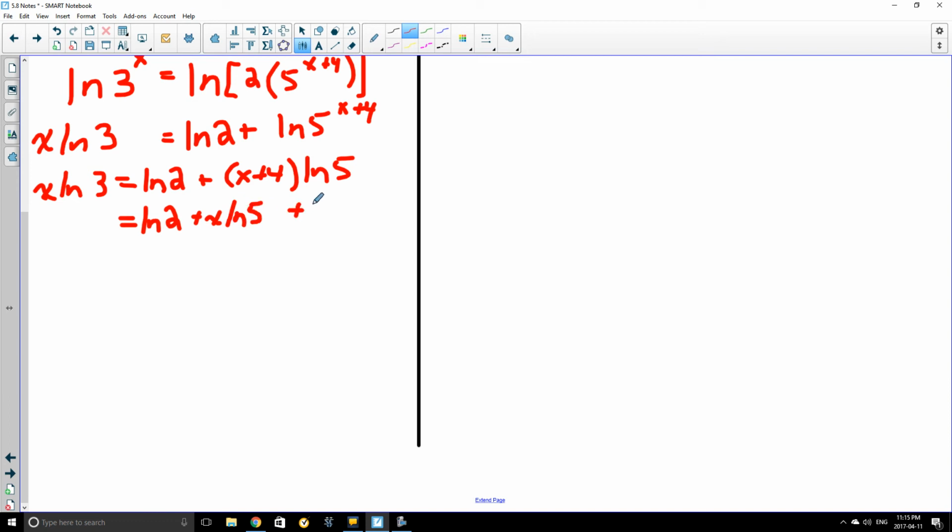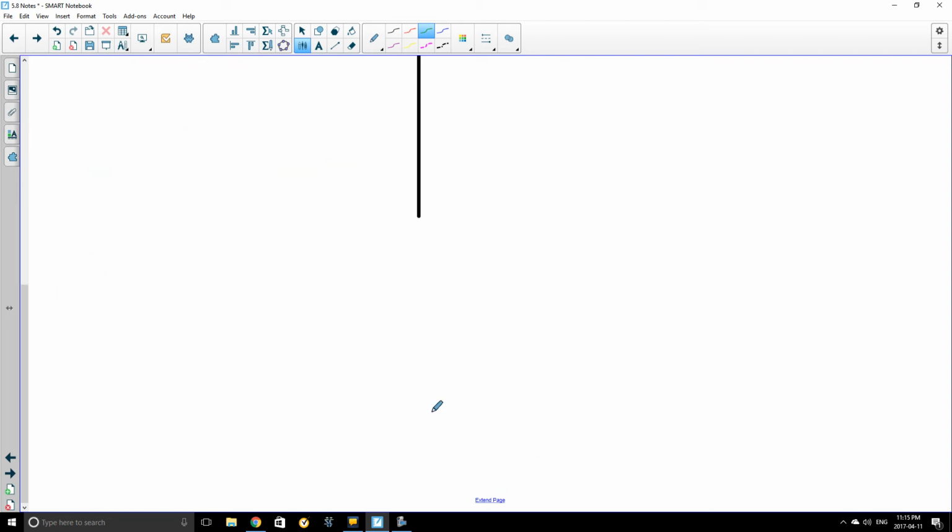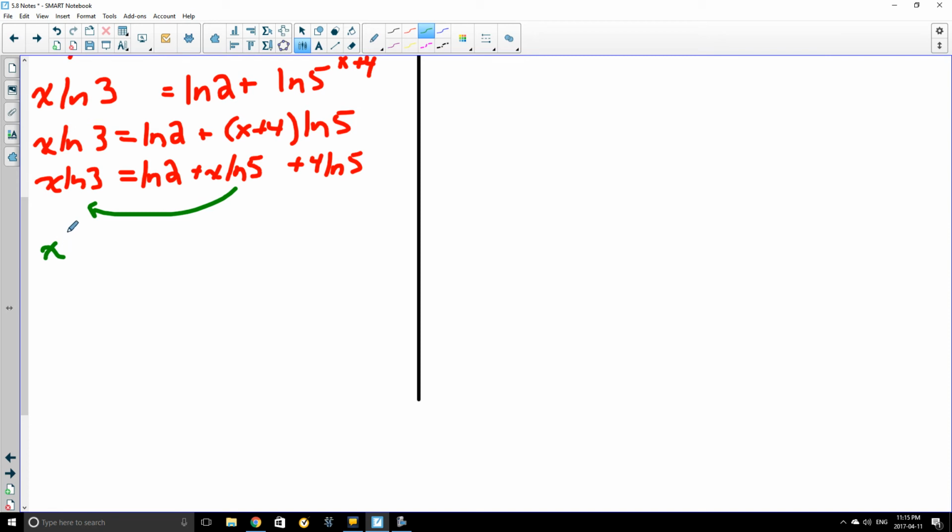Now it's our favorite time. We get to move everything that has x over to one side. So I'm going to move this thing over here. If we had anything over here that didn't have an x, we'd move it over, but in this case we don't. So here we go. We got x times ln 3 subtract x times ln 5 equals ln 2 plus 4 times ln 5. Going to pull the x out here, so I'm going to have ln 3 minus ln 5.